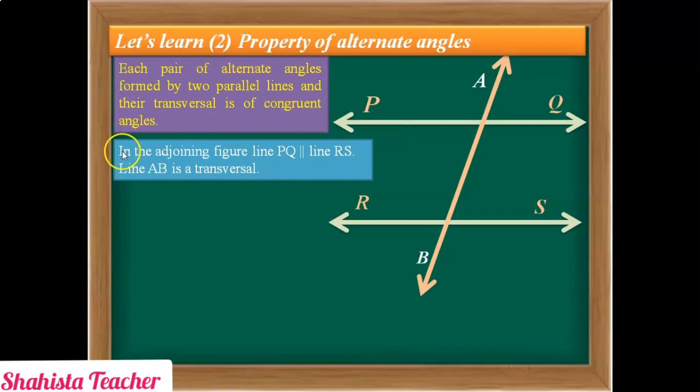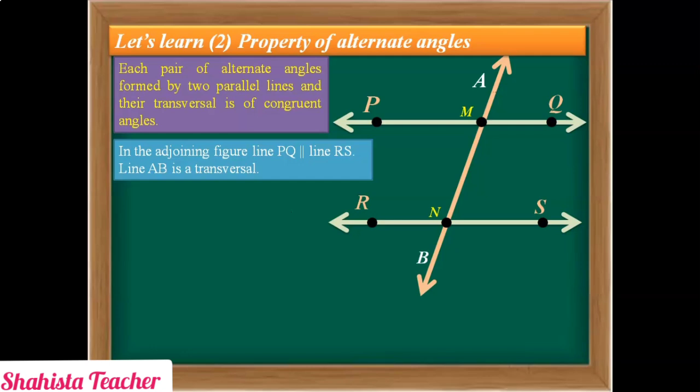Now the question is: in the adjoining figure, line PQ is parallel to line RS, line AB is the transversal line, and M and N are the intersection points. Here we have to show the alternate angles. So we will learn the alternate angles one by one.